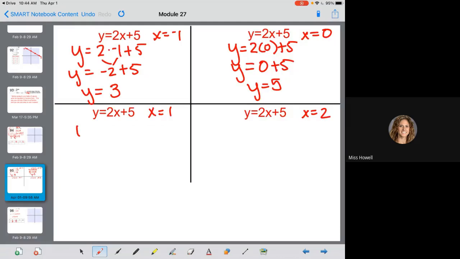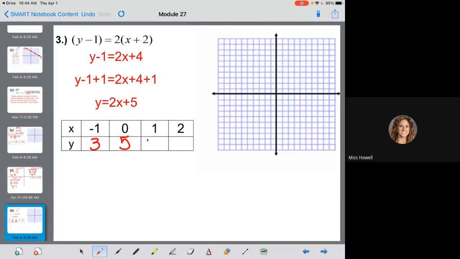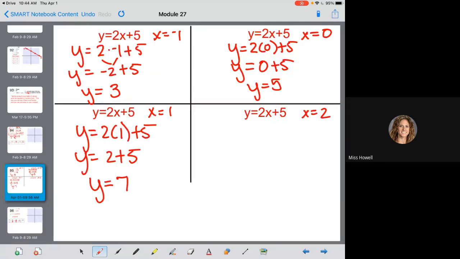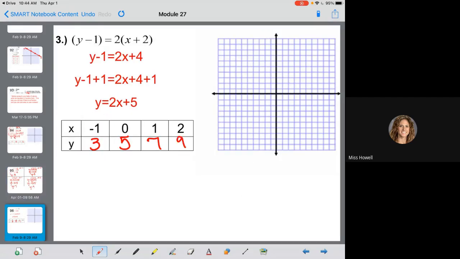All right, let's do when x is 1. Where would our y be? So 1's in, multiply first. We get 2 plus 5, which gives us a y value of 7. So (1, 7) is the location on our line. All right, last one. Let's try when our x is 2. That'll give us enough points to help us graph all the solutions, the infinite amount. So 2 times 2 is 4, plus 5 to get a y value of 9. So we have 4 places here.